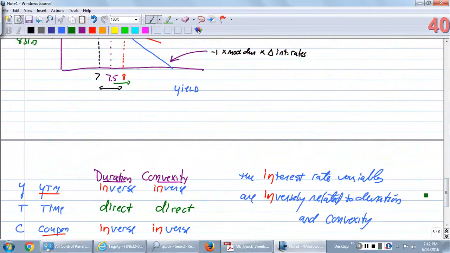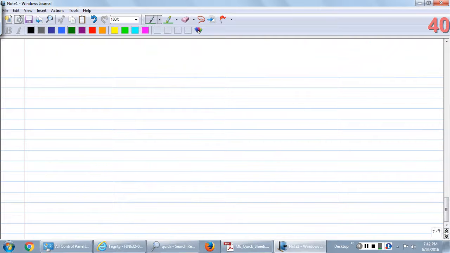Great chapter. Now, I do want to point out one other thing here. We talked about, I believe, in Bond Part 1, the idea of a callable bond. Okay, a callable bond.